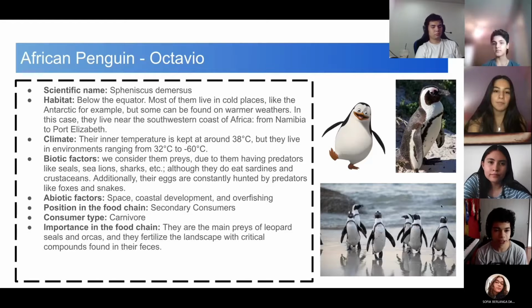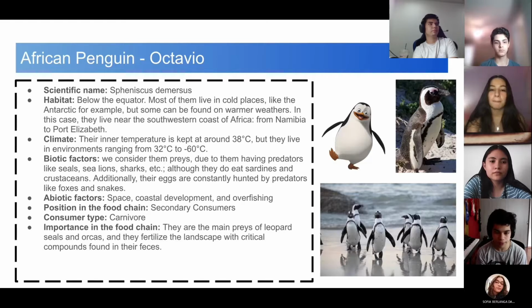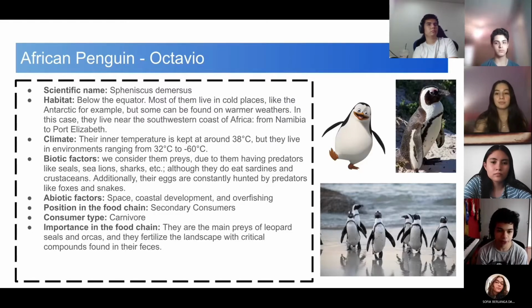Next, we have the African penguin, whose scientific name is Spheniscus demersus. They live below the equator. Most of them live in cold places like the Antarctic, but some can be found in warmer weathers. In this case, they live near the southern coast of Africa, from Namibia to Port Elizabeth, because this is the African penguin. The climate: their inner temperature is kept around 38 Celsius, but they live in environments ranging from 32 to negative 60 degrees.